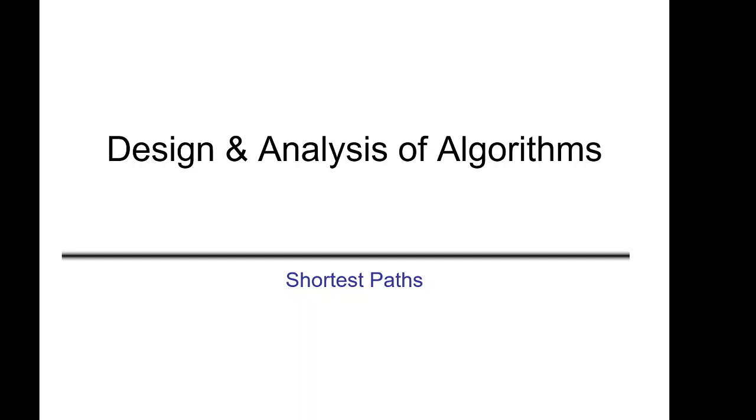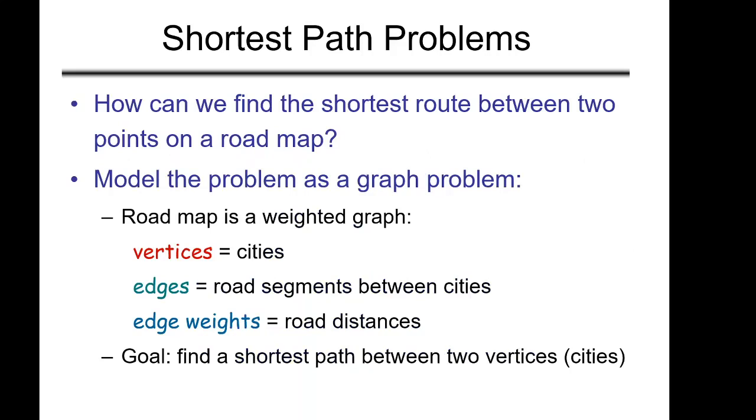Okay, so let's start the next topic, that is shortest path. Now let's assume that there is a motorist who wishes to find the shortest possible route between two cities. There is a road map given of that country or of that state, on which distances between each pair of cities is given. Now how can we determine the shortest route between two points on the road map?